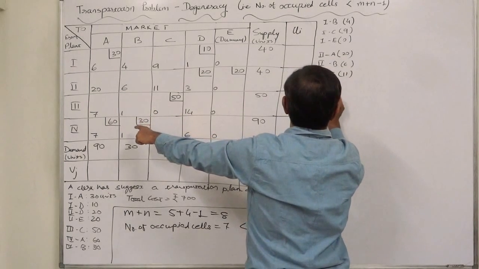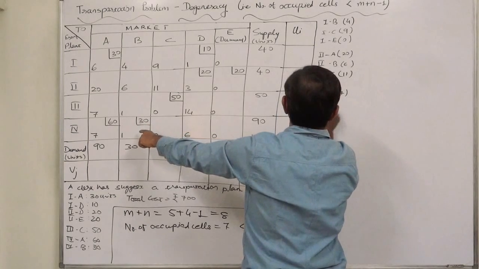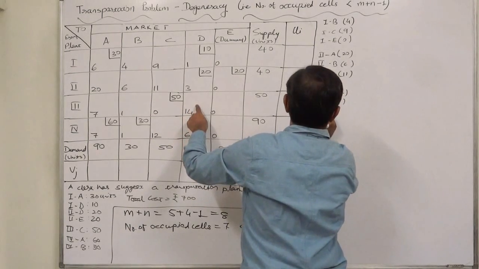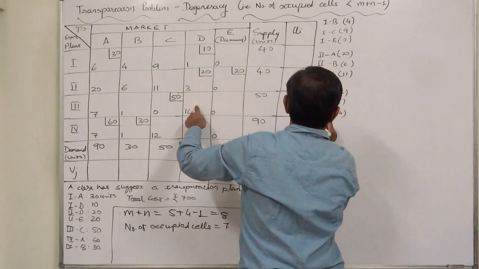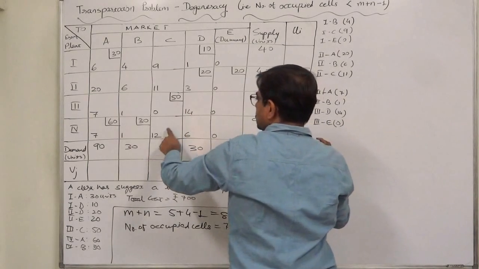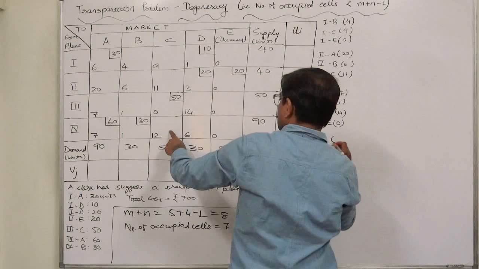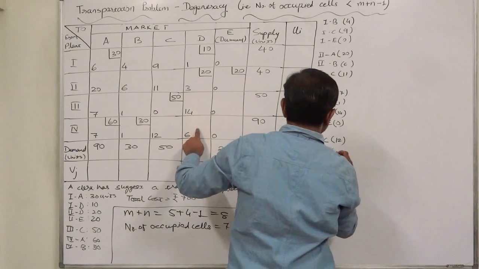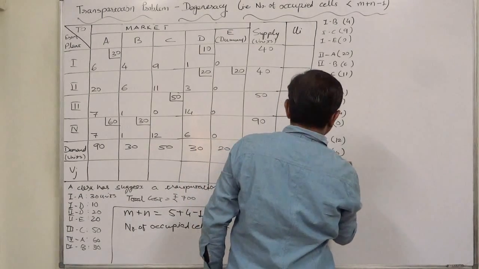3A, the cost is 7. 3B, the cost is 1. 3D, the cost is 14. 3E, the cost is 0. 4C, the cost is 12. 4D, the cost is 6. And 4E, the cost is 0.